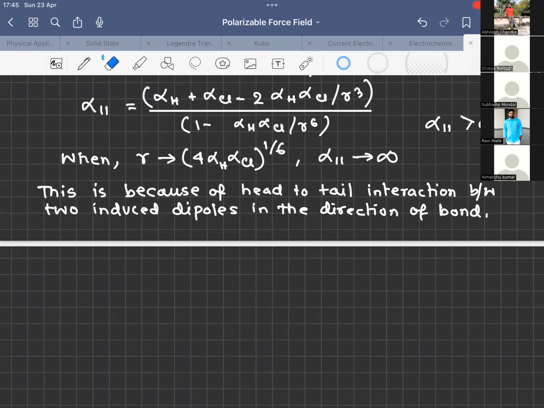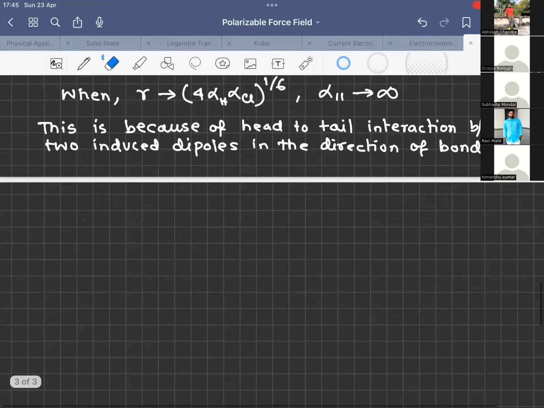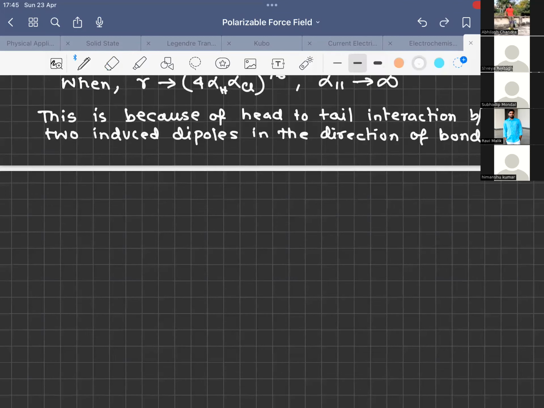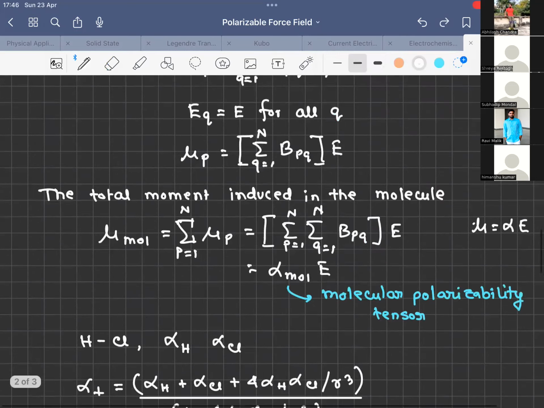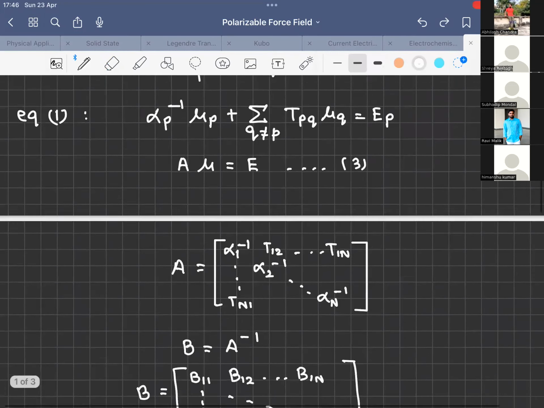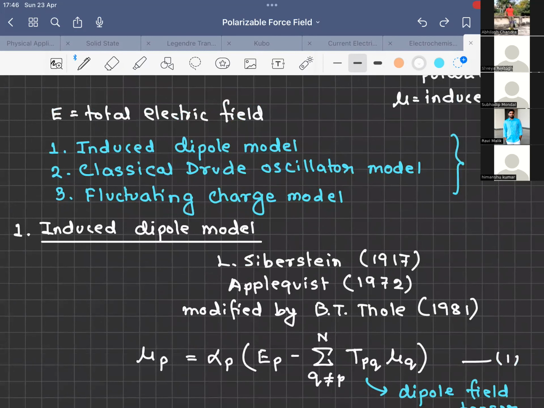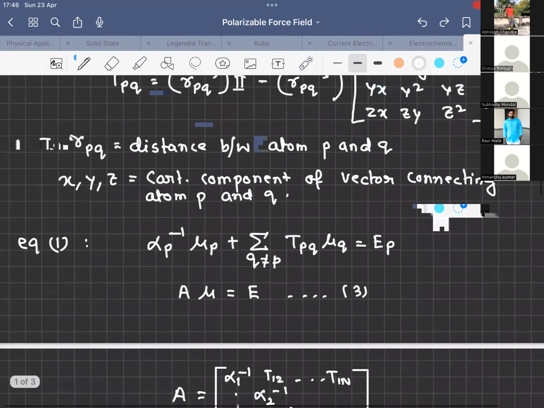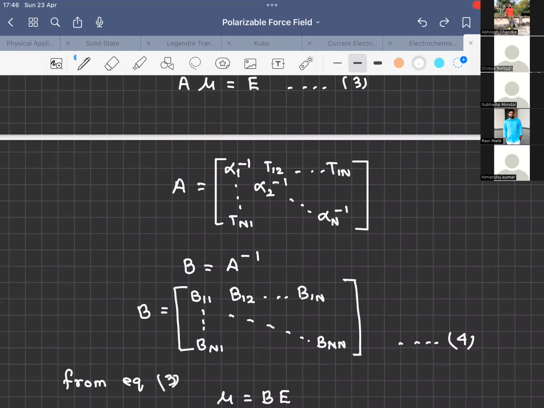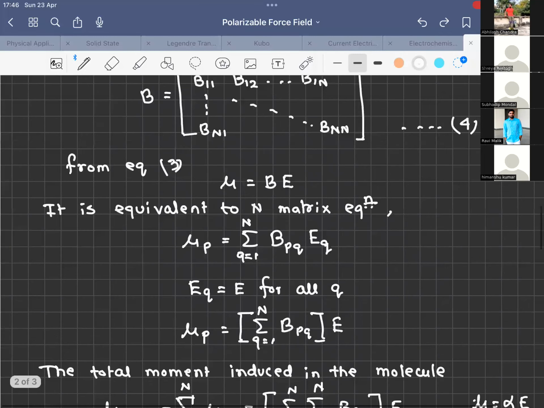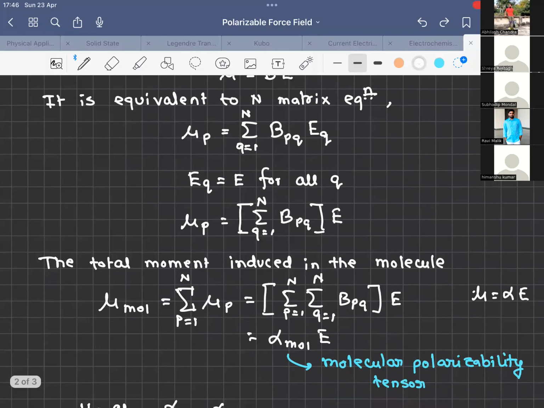Okay, so this problem was solved by Thole in the year 1981. This is the basic idea. Today, as I told, is the introduction of the polarizable force field. This is the basic idea used for the inclusion of electronic polarization with the help of the induced dipole model. Regarding Subhadip's question, it is better understood in terms of interaction energy: in the induced dipole model, the interaction energy will diverge if there is very short-range closeness, like this head-to-tail arrangement.